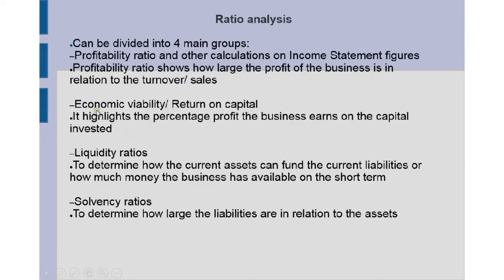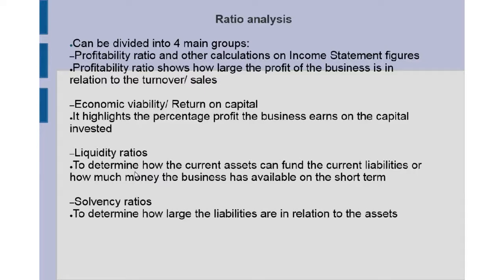The second group will be the economic viability or the return on capital that the owner needs to know. It highlights the percentage profit the business earns on the capital invested in the business. The third group will be the liquidity ratios. And here we're looking at how liquid the business is, or how much money the business will have in the short term. And these will then be determined by how the current assets can fund the current liabilities in the business.